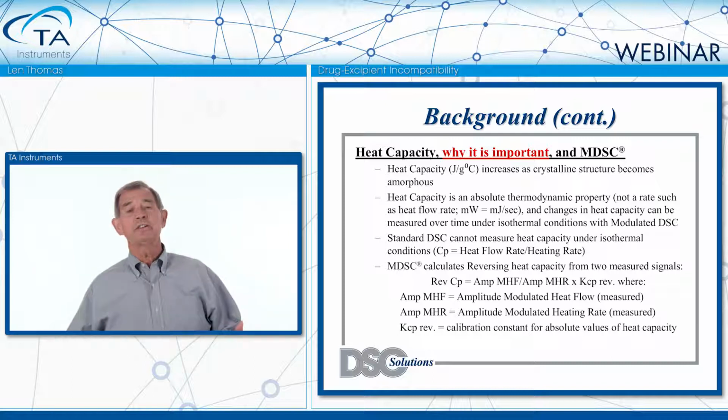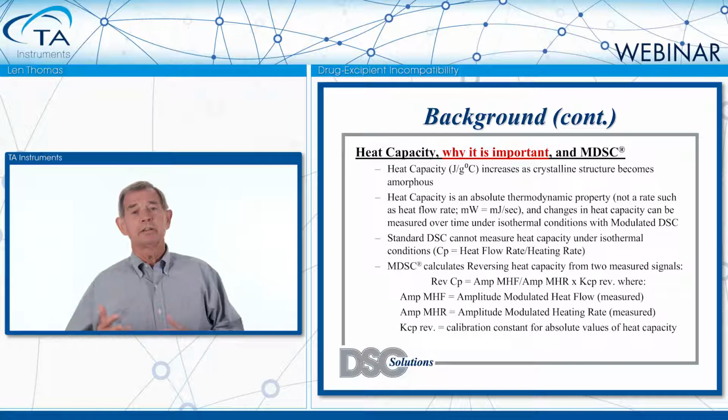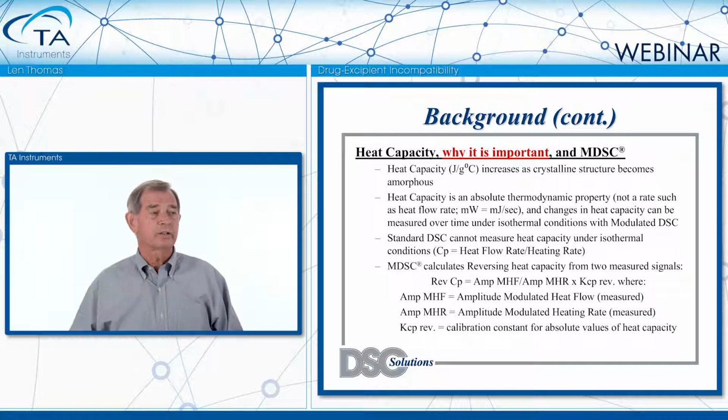Now, in the case of standard DSC, you don't measure heat capacity. What you measure is heat flow rate. And so we use that heat flow rate to calculate heat capacity using the little equation that's listed there. Heat capacity is equal to heat flow rate divided by heating rate. But if the heating rate is 0, obviously you cannot make a measurement.